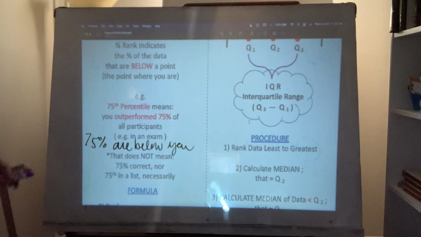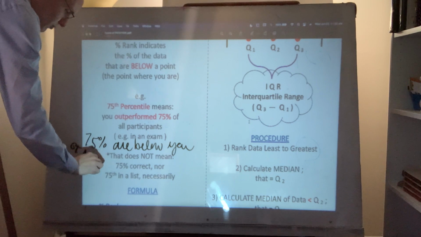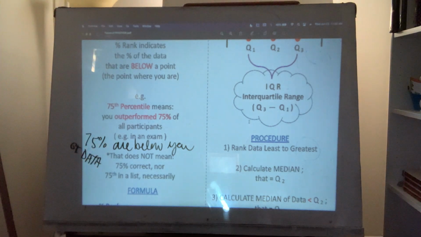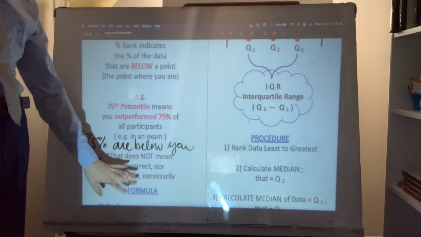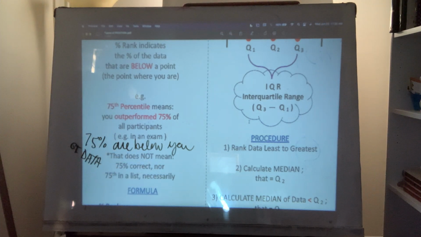75% of the data, which may be a person, are below you. This 75th in the actual list is not necessarily the case. It really depends on how many people are there.